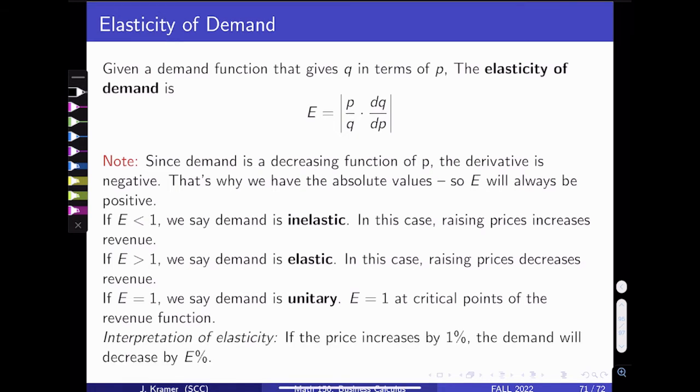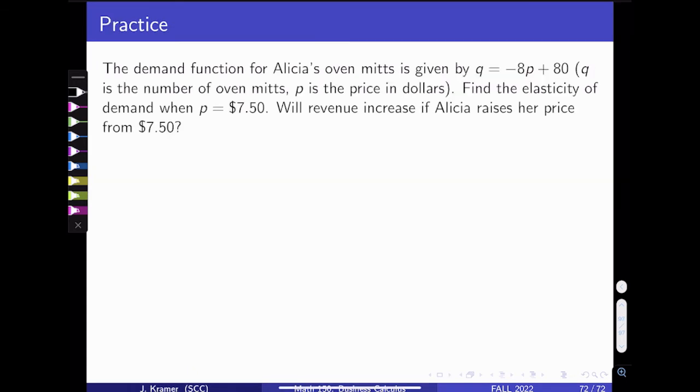The interpretation of the elasticity is that if the price increases by 1%, the demand will decrease by the elasticity as a percent. Let's look at a practice problem. The demand function for Alicia's oven mitts that we discussed in the previous video is given by Q equals negative 8P plus 80, where Q is the number of oven mitts and P is the price in dollars. This is our demand function because we have the number of units as a function of the price. We want to find the elasticity of demand when P equals 750.